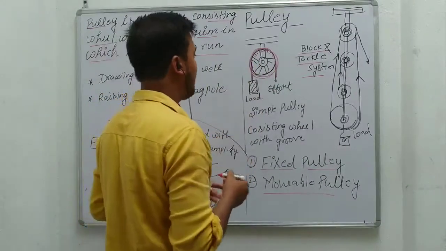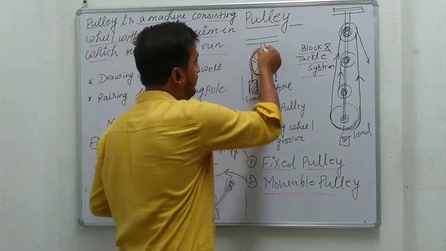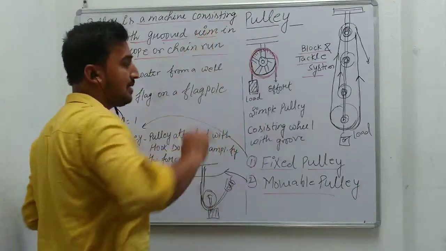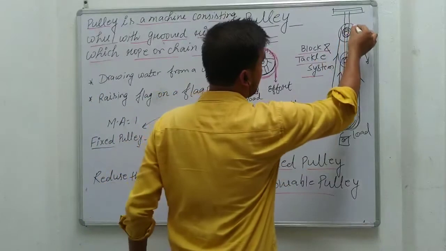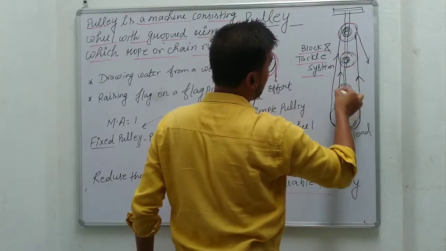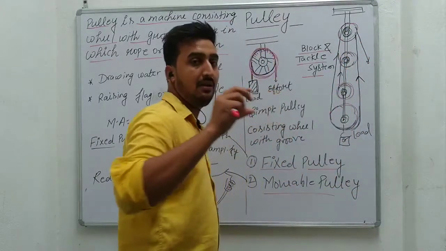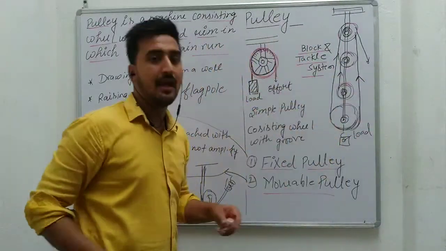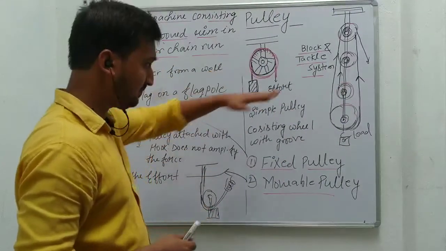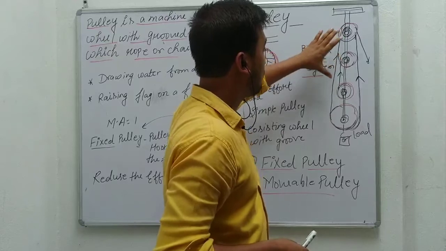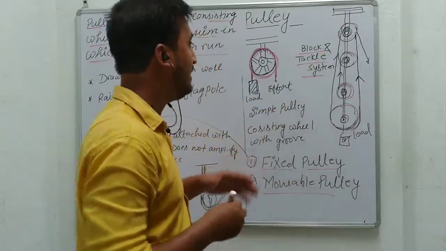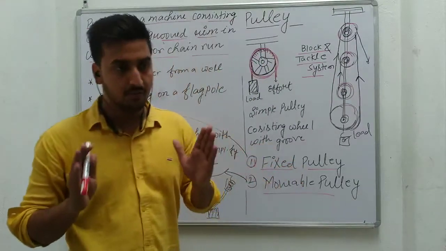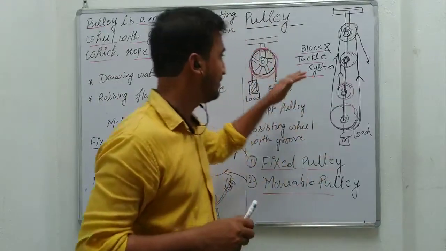But here try to understand: if we have only one wheel and tackle system, then this is a type of simple pulley. But in some cases, if we have to lift a heavy load, we can connect many pulleys at a time. This type of system is known as a block and tackle system. This is a simple movable pulley, and this is a system in which many pulleys are connected with each other, that's why it is a block and tackle system. Simply, we have to understand that a pulley is a machine which is used to lift a load.